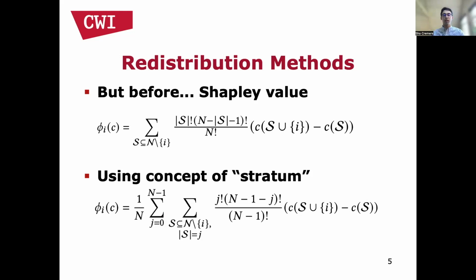From both of the equations, you can see that it has to go through every possible subset of prosumers in the community. So it has exponential runtime in the community size and becomes intractable very quickly as the community size grows.